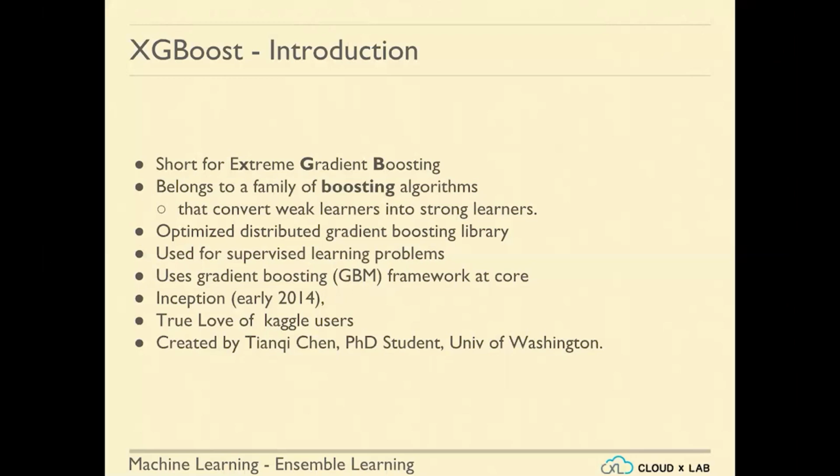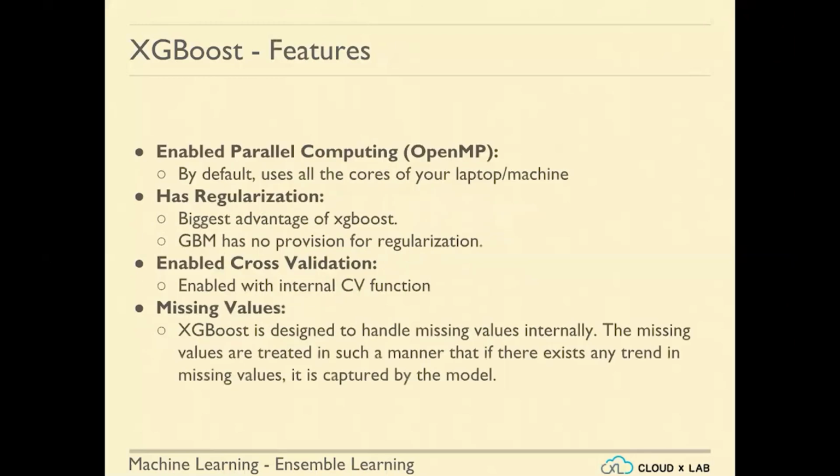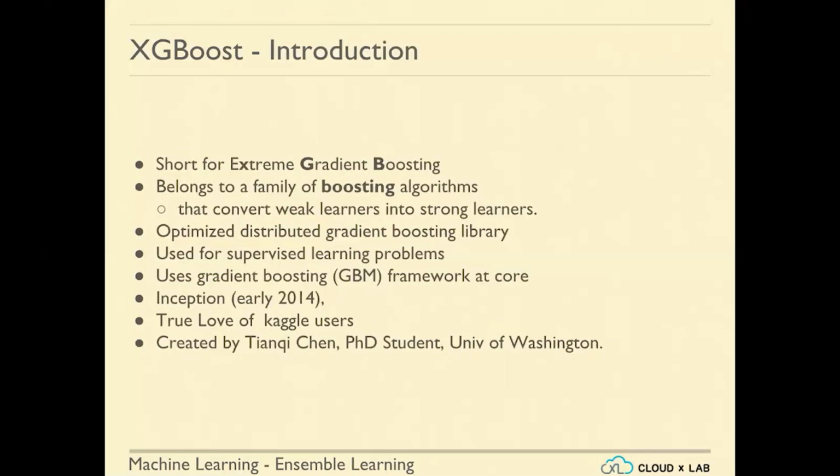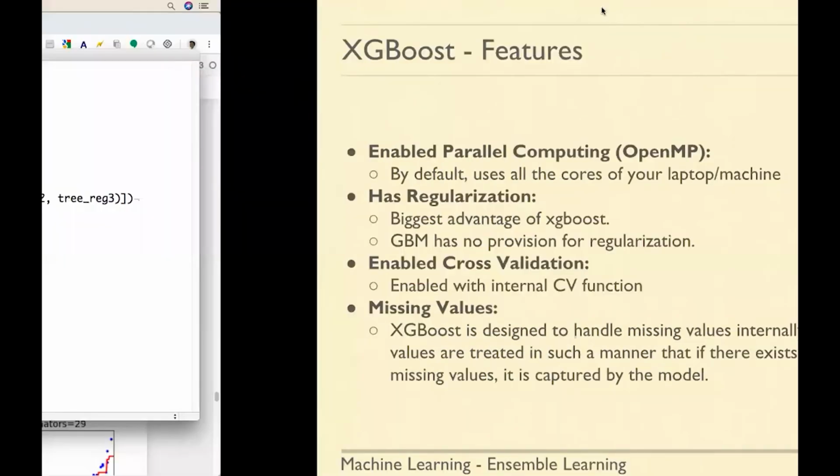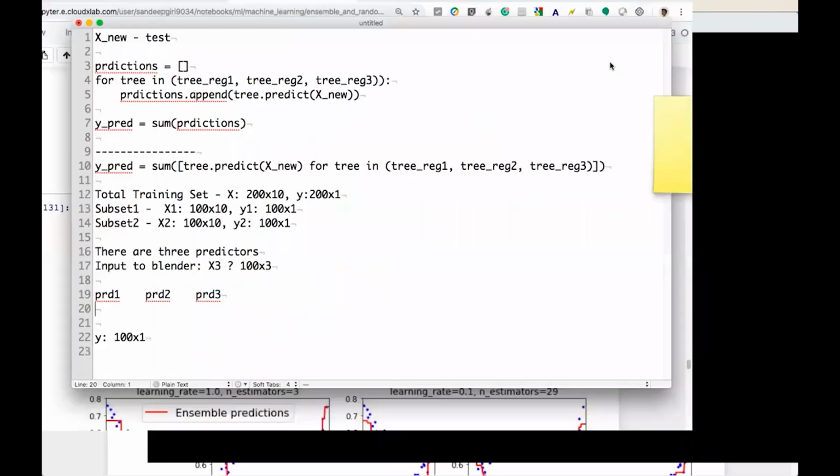I'm going to walk you through this. Also, XGBoost offers many hyperparameters, and by default, it uses the cores. It can use multiple cores of your machine, and there is something called OpenMP, which is basically a standard for distribution.